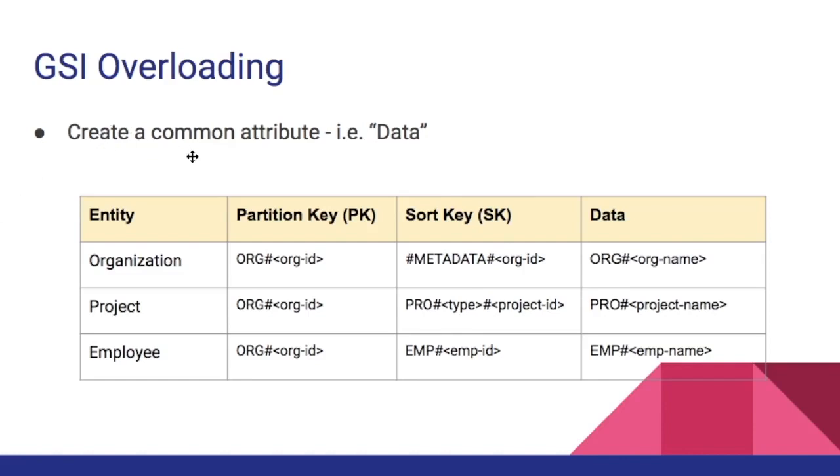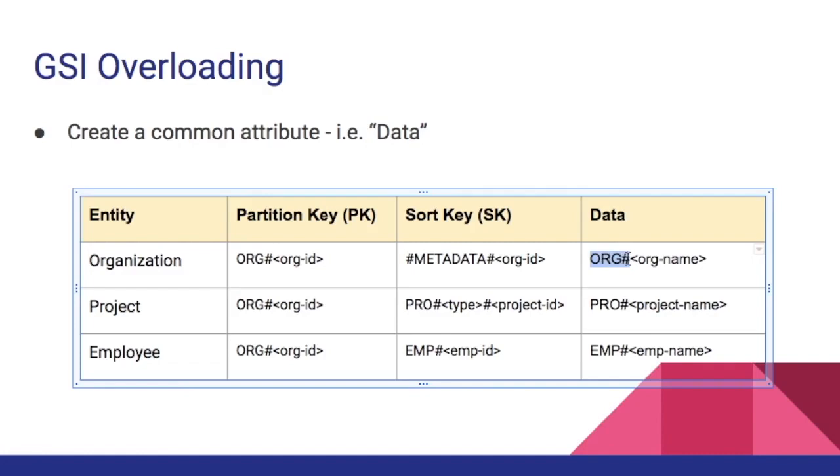So the first step is to create a common attribute. In this case, let's call it data. This could be anything. So I have a new attribute called data. And in this data attribute, we are going to prefix some constant value to identify each entity. Here for an organization entity, we prefix it with ORG#. Then the rest of it is the organization name. For project, the prefix is PRO#, then the project name. And similarly for employees, it is EMP#, then the employee name.